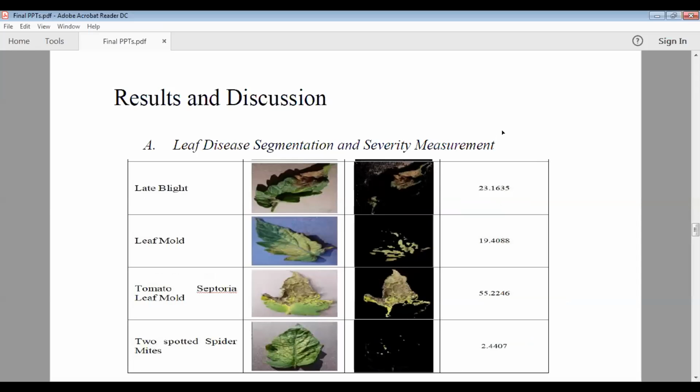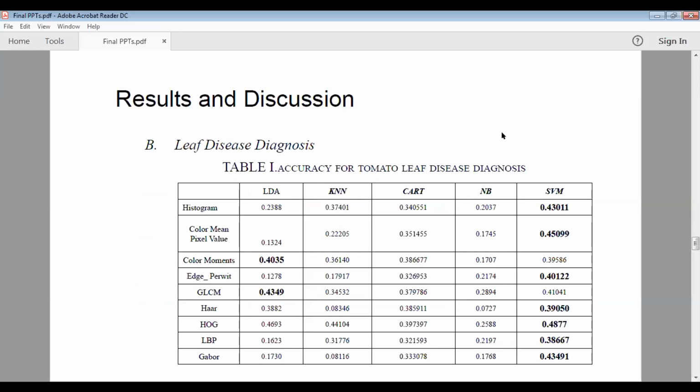And now this is the accuracy table for tomato leaf diagnosis. If you see here, the accuracy of SVM is better than the other ones. Only for color moment and GLCM the better accuracy is with LDA. Otherwise, for all the others, SVM accuracy is better than the other algorithms across these 9 feature extraction methods.